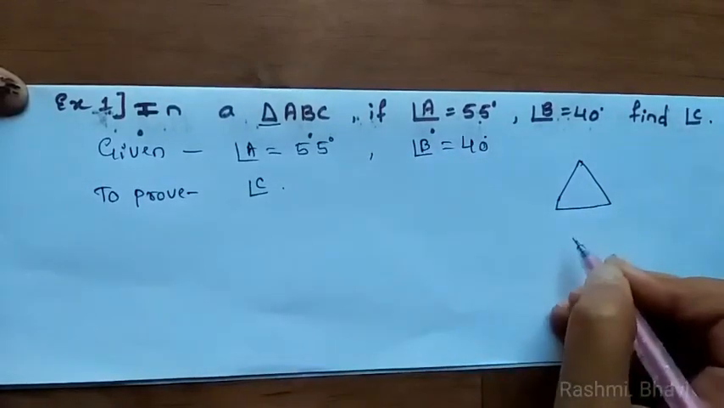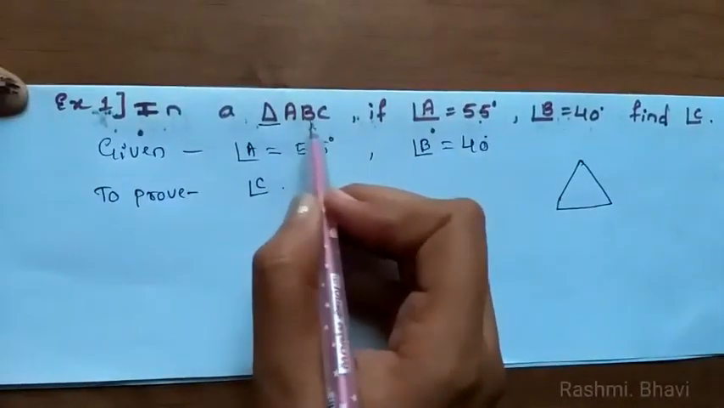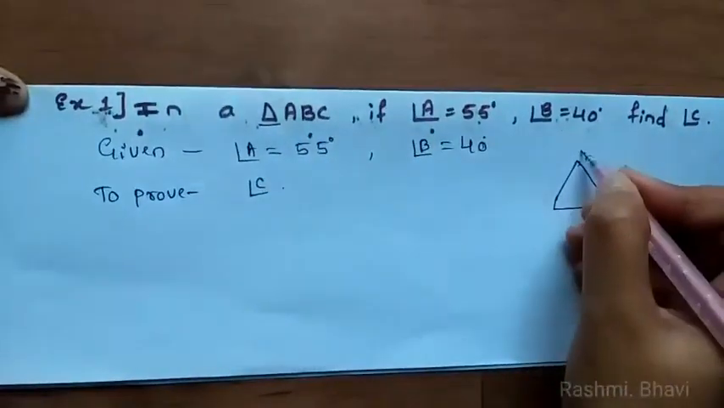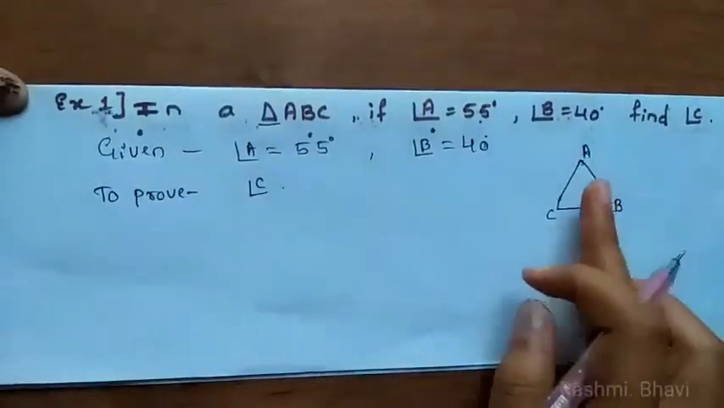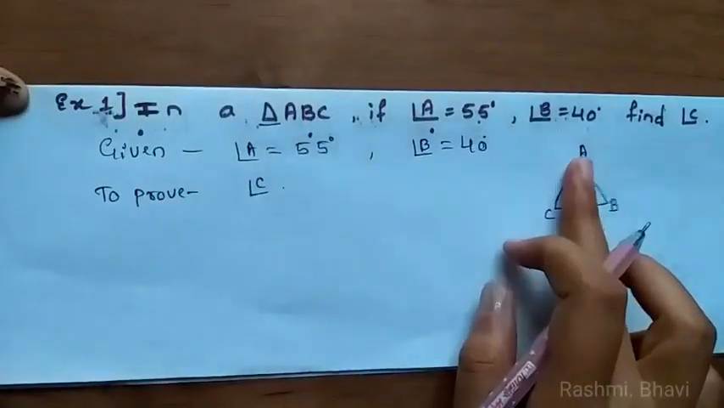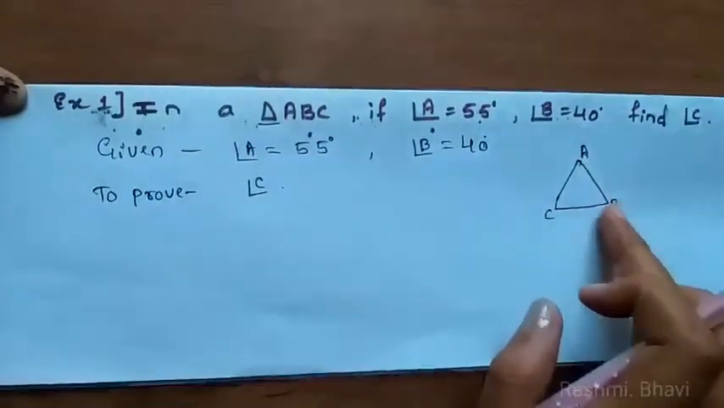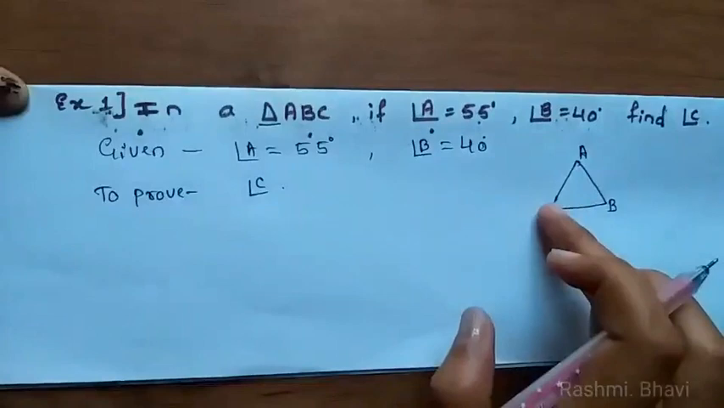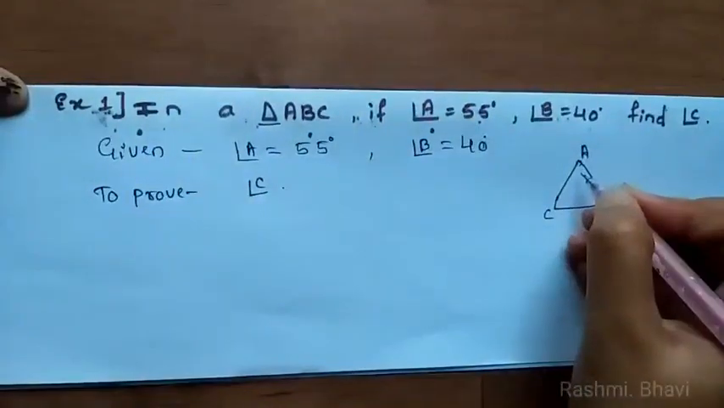This is a triangle. Here they mention the triangle name as ABC, so give the vertices names as A, B, C. Here we have three vertices A, B, C, and we have three sides AB, BC, AC, and here we have three angles. Angle A, how much is given here?